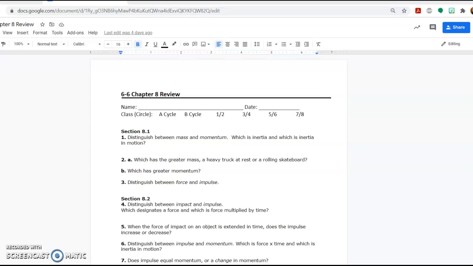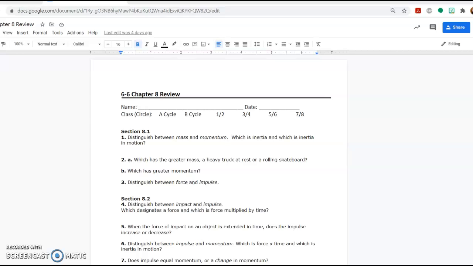Number 2. Which has the greater mass, a heavy truck at rest or a rolling skateboard? If a heavy truck is at rest, then the velocity is equal to 0. So if you plug in the mass of the truck and multiply it by 0, your momentum for this heavy truck is going to be 0. So a rolling skateboard actually has more momentum than this heavy truck. So which has greater momentum? In this case, it would be the truck.